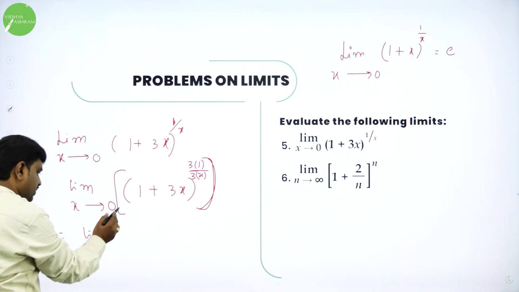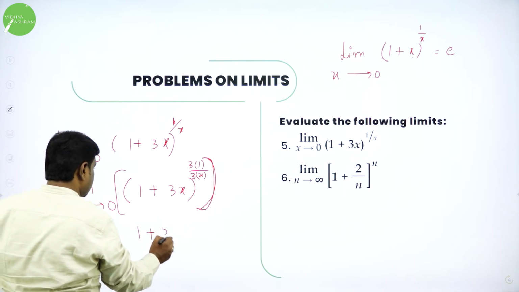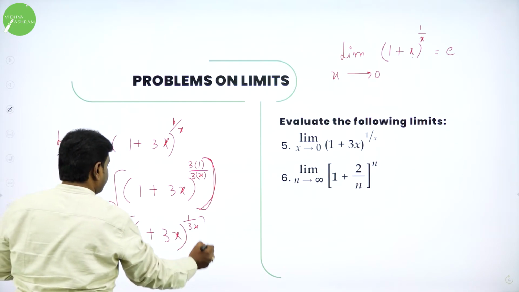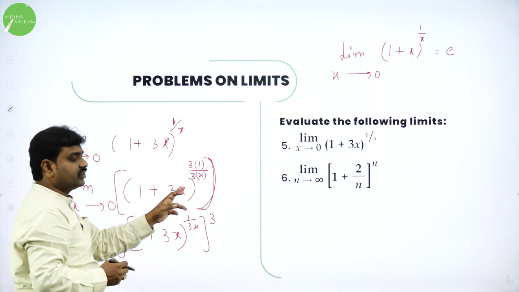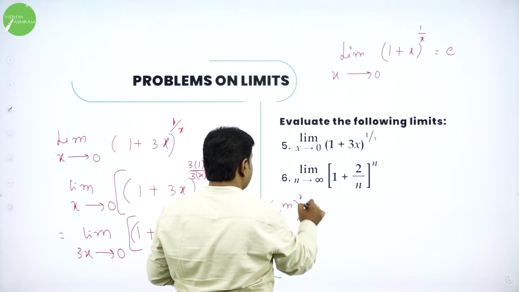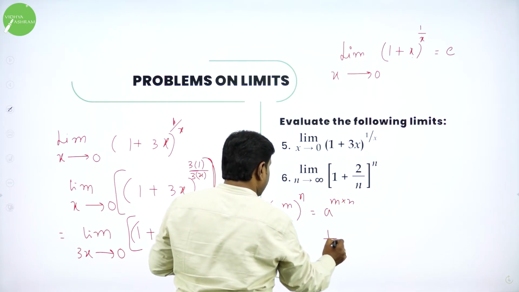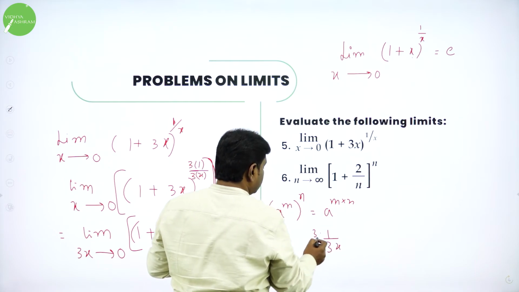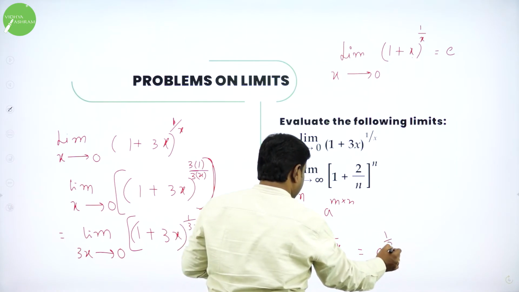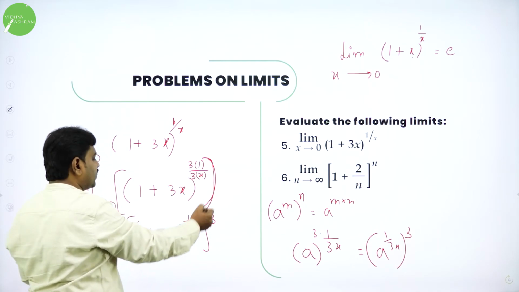If I am dividing and multiplying by 3, I will take this 3 up. Limit, you know, if x is tending to 0, 3x tends to 3 times 0, that is also 0. 1 plus 3x power, I will write 1 by 3x as it is, and whole cube. Law of indices, all of you know: a power m whole power n is a power m into n. We had 1 by 3x into 3, so I will write it as a power 1 by 3x power 3. Now 1 by 3x I am retaining, and this 3 I am taking as power.